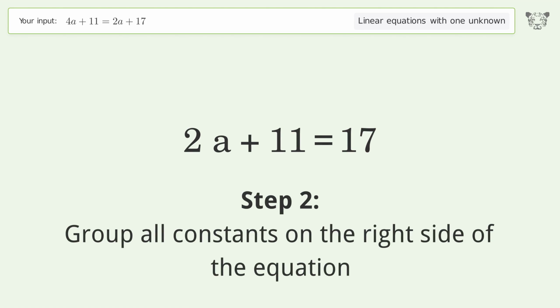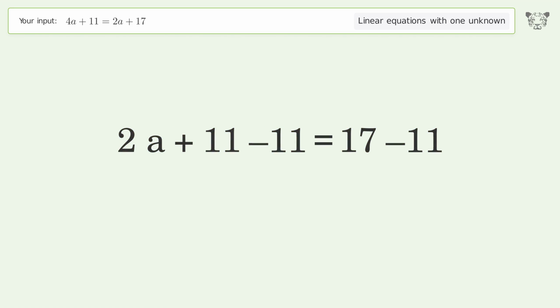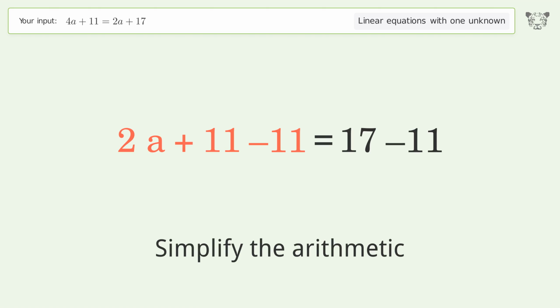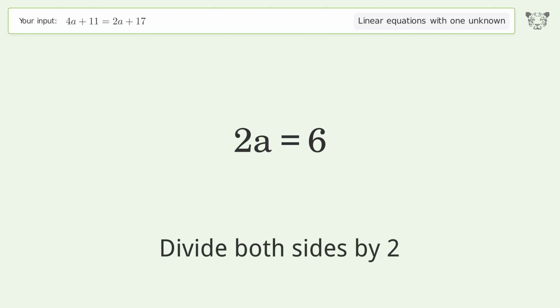Group all constants on the right side of the equation. Subtract 11 from both sides. Simplify the arithmetic. Isolate the a. Divide both sides by 2.